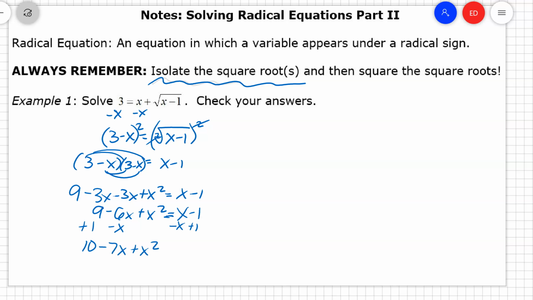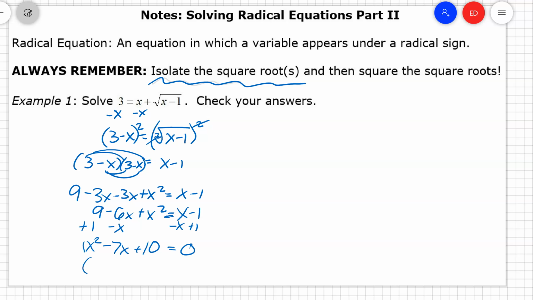Some of you guys, that might be driving you nuts as far as the way it's written. You can go ahead and rewrite it so that it's in standard form: x squared minus 7x plus 10 equals 0. So now we can go ahead and factor that.